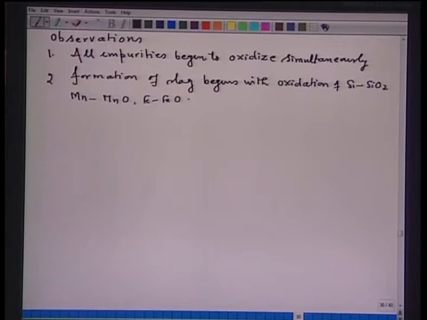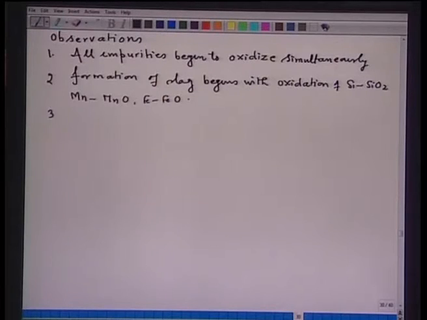Now, remember, in the initial period of the blow, purposefully iron is oxidized. Presence of FeO helps dissolution of lime. So, purposely iron oxidation is kept a little on the higher side in the initial stage, so that calcium oxide dissolves in the early stage for dephosphorization.